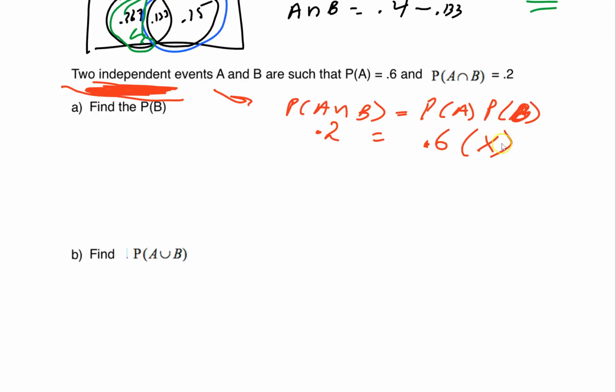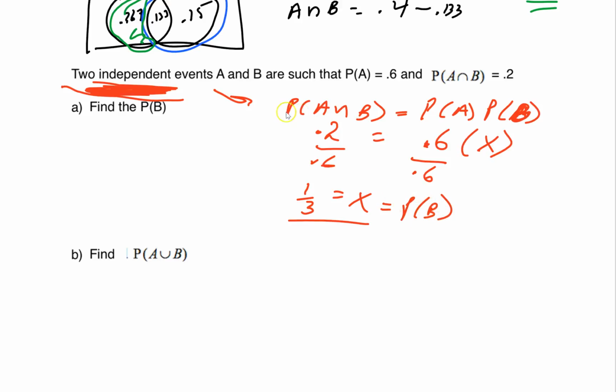Right, now it's a very simple problem to solve. Oh, you want to solve for X? Just divide by 0.6, right? Since I know it's independent, I can use the formula, and I get X is equal to, just move it over, 2 over 6, or 1/3. That's the probability of B.